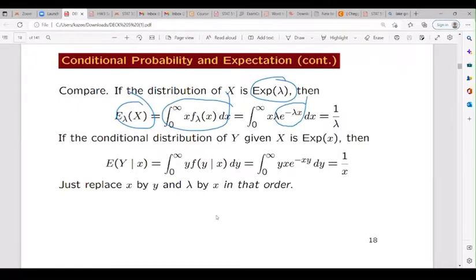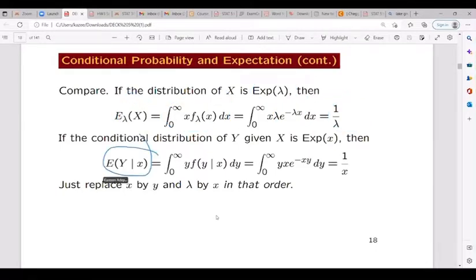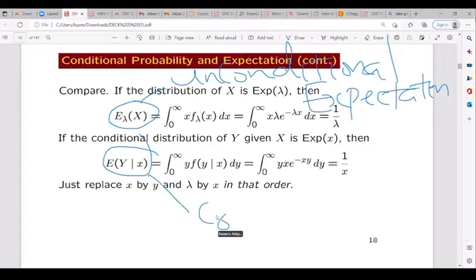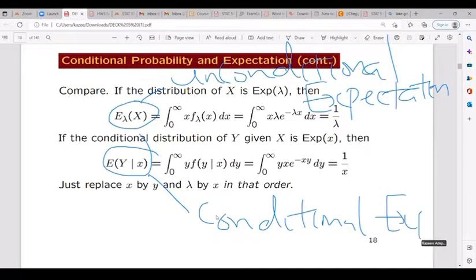And that will end up in 1 over lambda. But what of a situation where you want to find the conditional expectation? This one here is unconditional, or we call it the unconditional expectation. But this one here is conditional expectation.